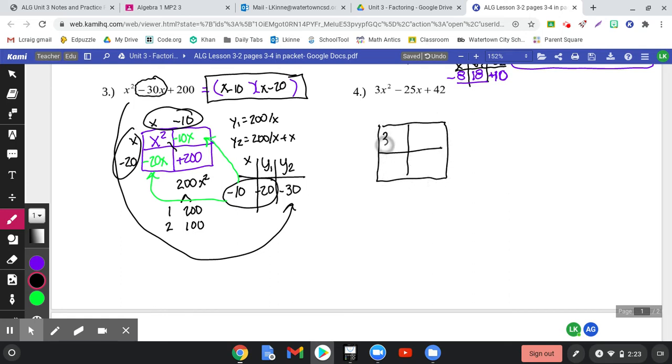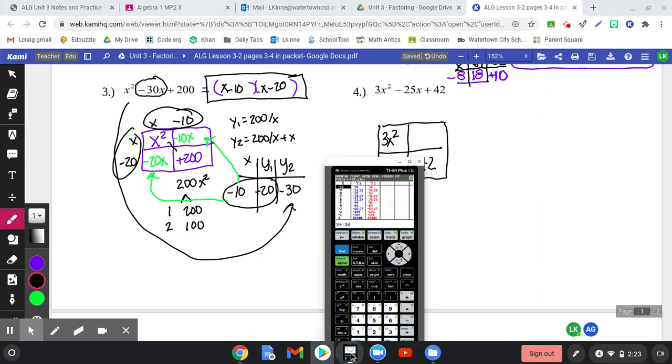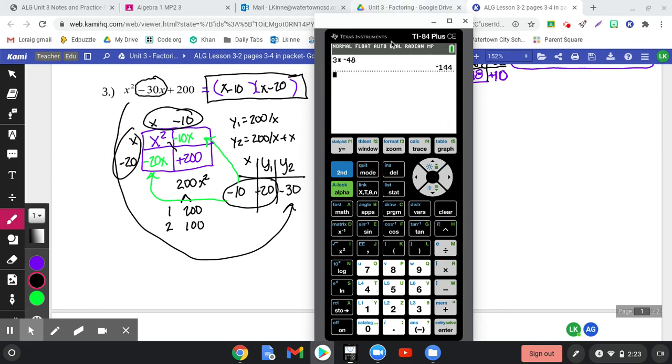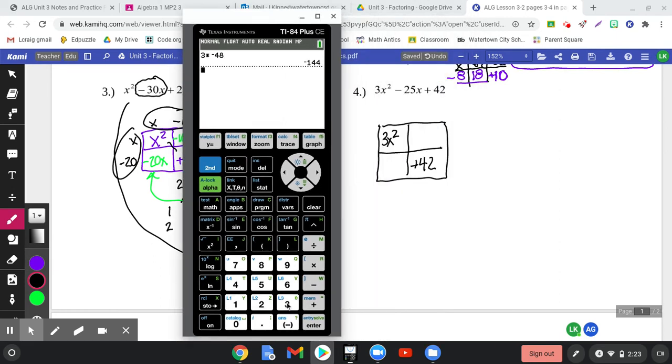First box, last box, multiply. And if you want to pause at any time to try this on your own, go for it. Remember, hit second mode to get out of there. And it was 3 times 42.